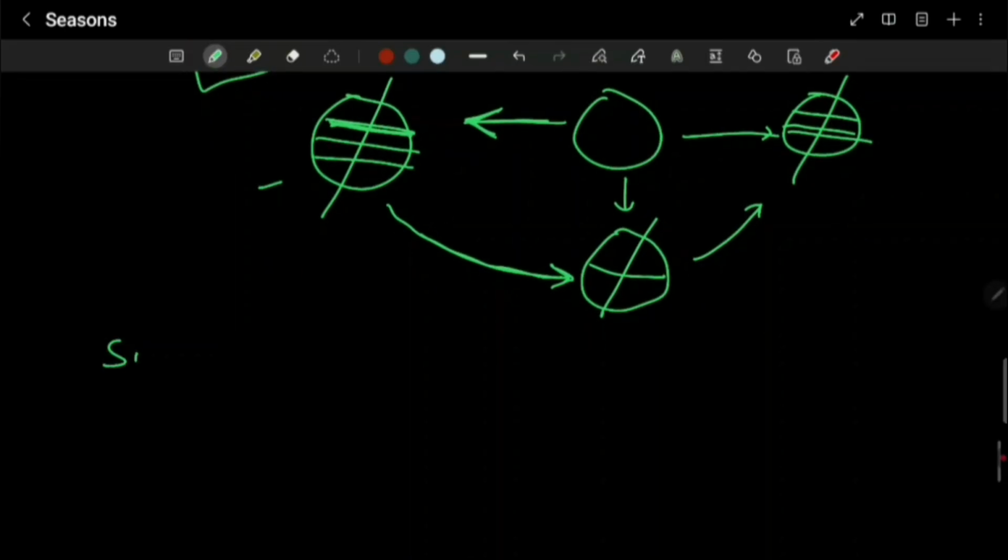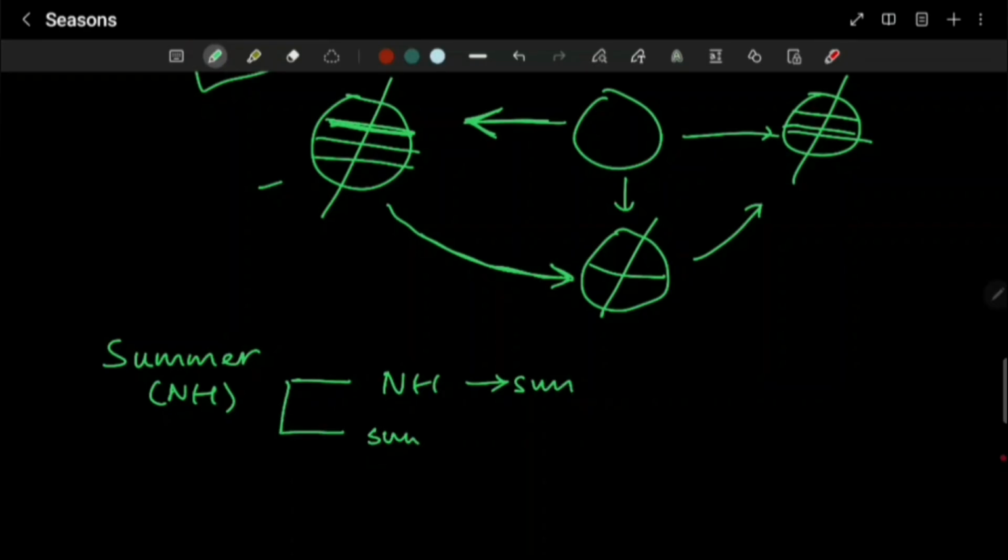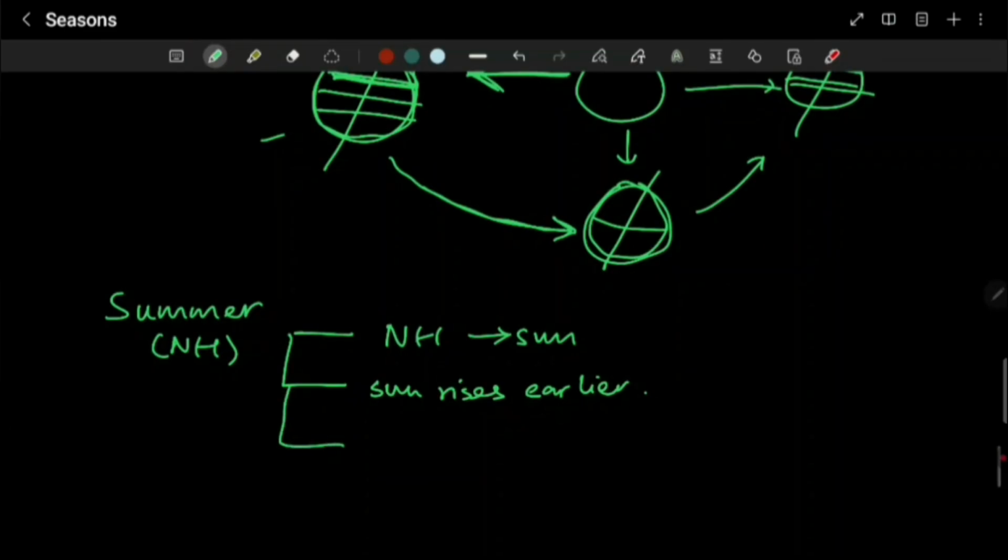So now if we talk about summer in the northern hemisphere, we'll say that the northern hemisphere is tilted towards the sun. Okay, the sun rises earlier and sets later. Why? Because here most part of the earth of the northern hemisphere, it is facing the sun directly. Okay, like if you try to imagine the places beyond the Arctic Circle, they receive direct rays and they have day of 6 months. Okay, we can say that the longest day here is on which day? 21st June, or the summer solstice.